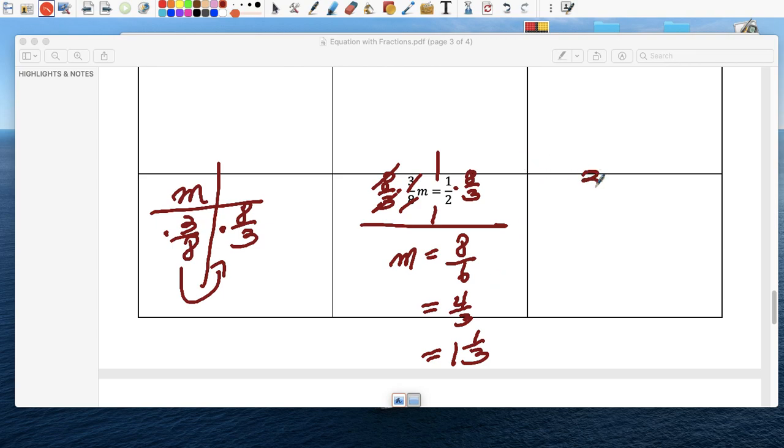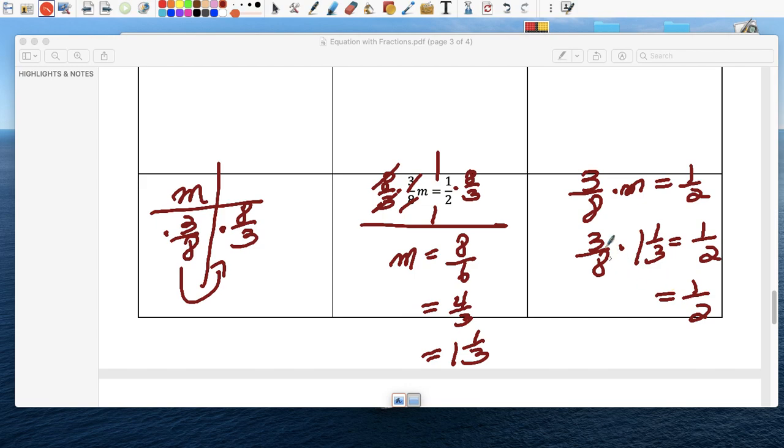So 3/8 of m, a number I don't know, is a half. So the value of m is 1 1/3, you can put whatever version. Now check. So multiply 3/8 times 1 1/3 and see if it's correct. So 3/8, and instead of 1 1/3, I'm going to use this version here because that's easier.